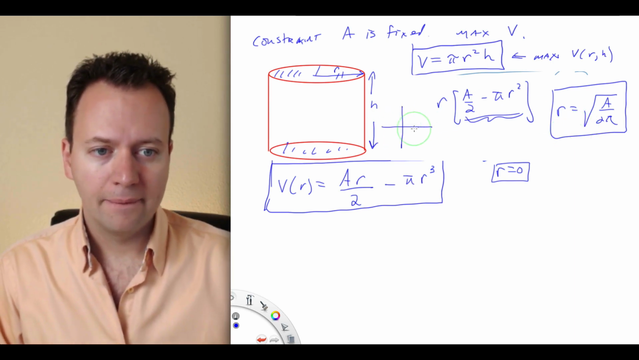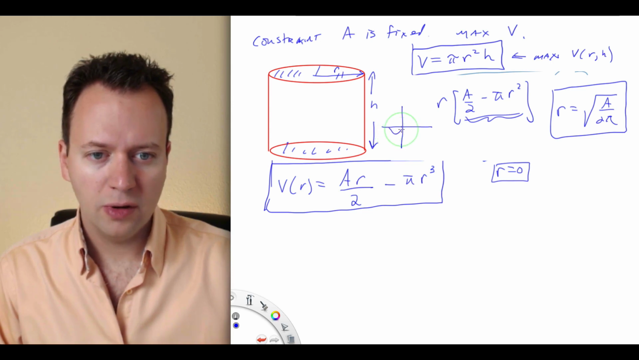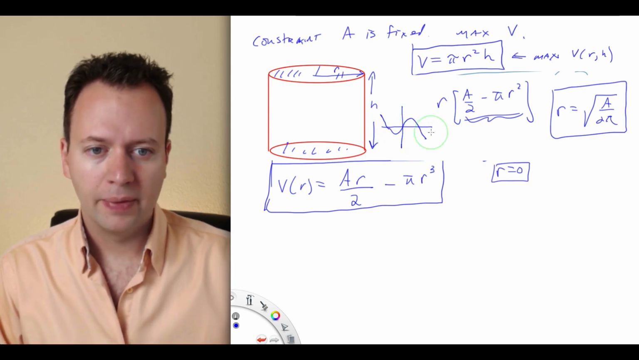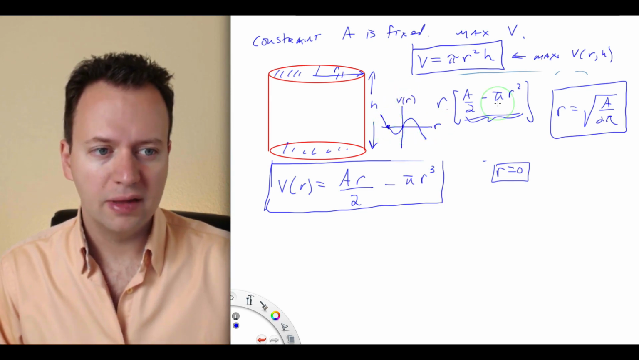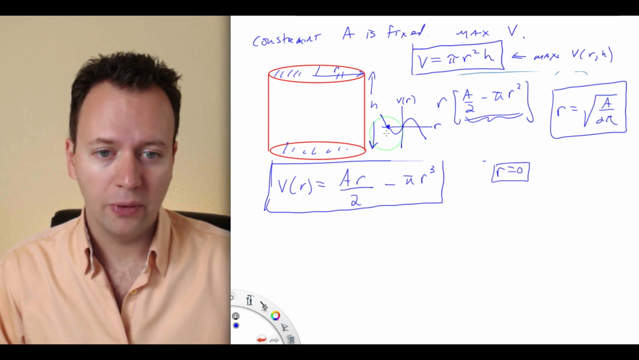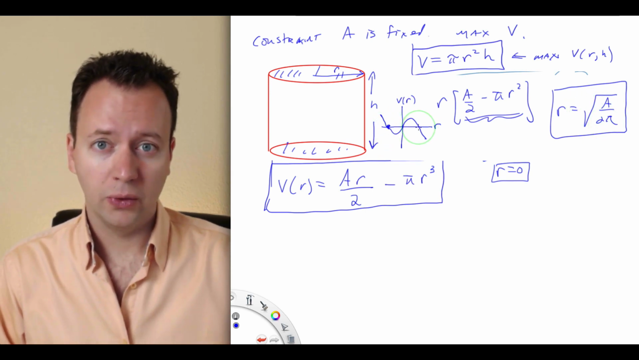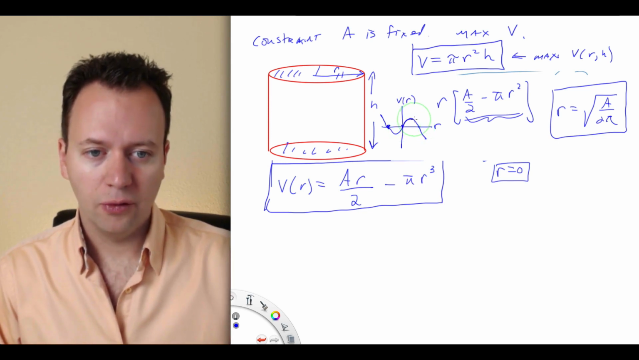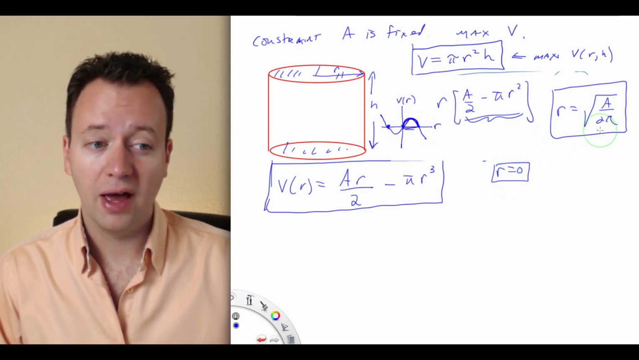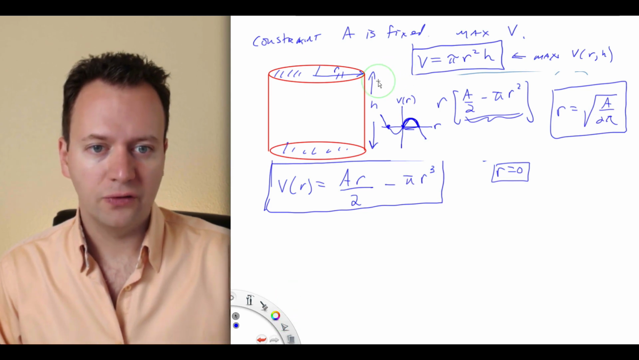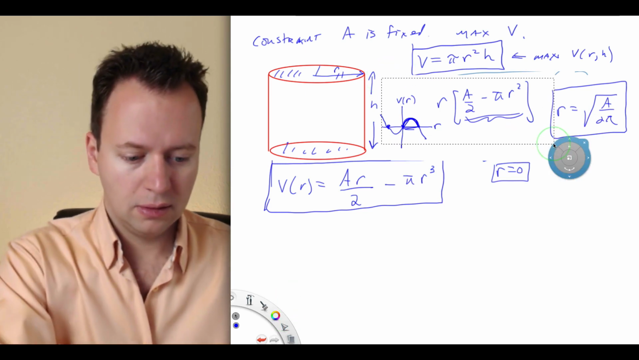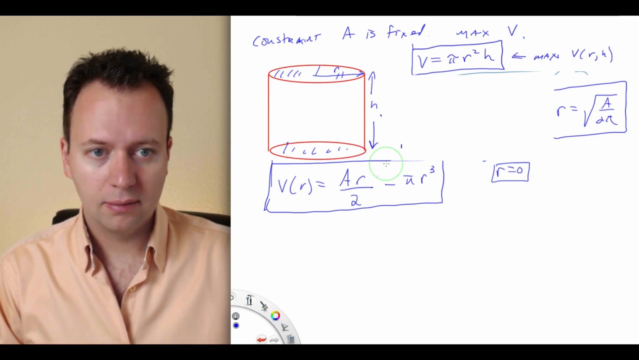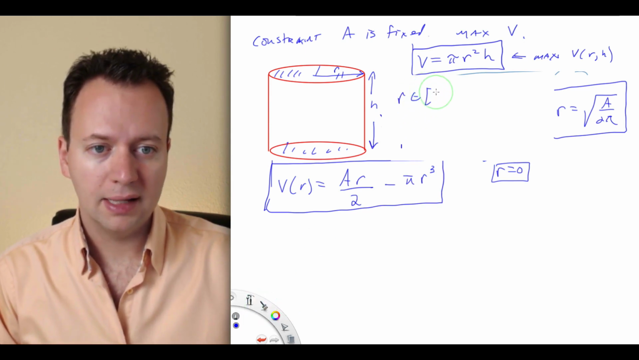So basically, this is a cubic function, and it's going to look like this. Right, so here's r equals 0, and here's the volume as a function of r. This is going to be the negative square root of a over 2 pi right here, and that's the positive square root of a over 2 pi. So for positive r, this function is only positive between 0 and the square root of a over 2 pi. So the domain of this function is going to be r contained in the set from 0 to the square root of a over 2 pi.